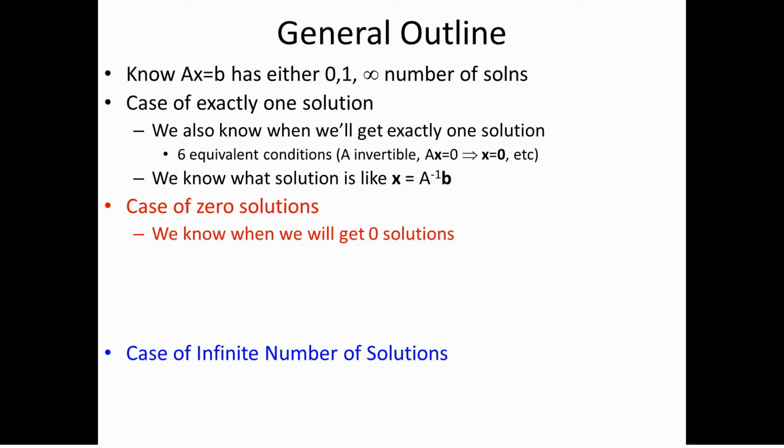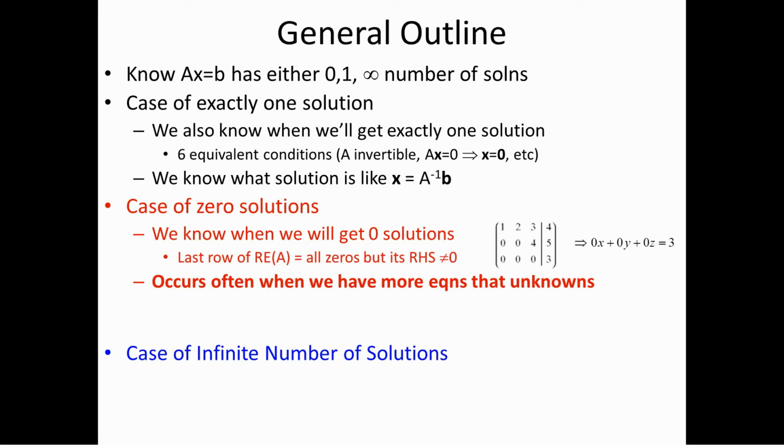We have an intuitive feel for when we're going to get no solutions. If we have, for example, some augmented matrix, and in the row echelon form, the last row of A is 0, but the corresponding element for b is not 0, notice what this tells us, which of course is not satisfied for any x, y, or z, right? So basically, when the last row of a row echelon form matrix is 0, but its right-hand side is non-zero, we're going to have no solutions. And this occurs often when we have more equations than unknowns. This is typically where we see this occur.